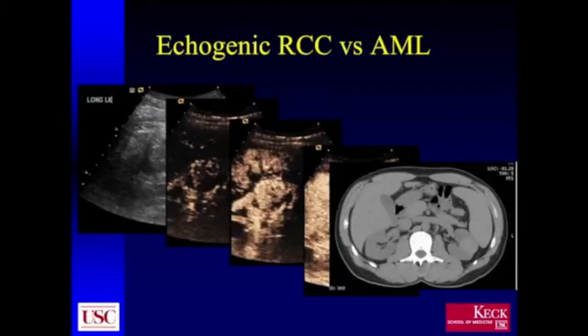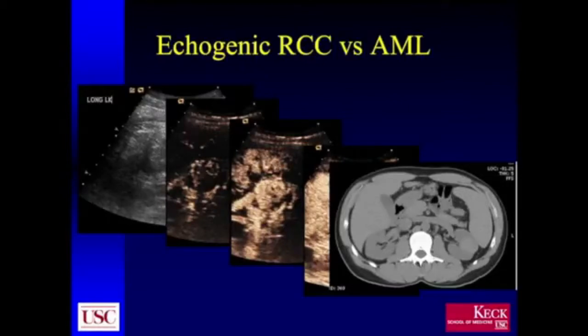Unfortunately, if you look at the literature on this, the findings for AMLs have been contradictory and really are not diagnostic. And so when I see an echogenic renal mass, although the contrast ultrasound may be useful to look at vascularity, probably the easiest thing to do for differentiating between an AML and a renal cell carcinoma is a simple non-contrast CT looking for fat.